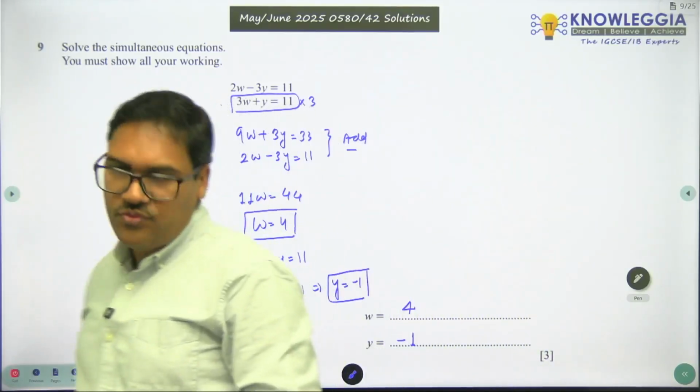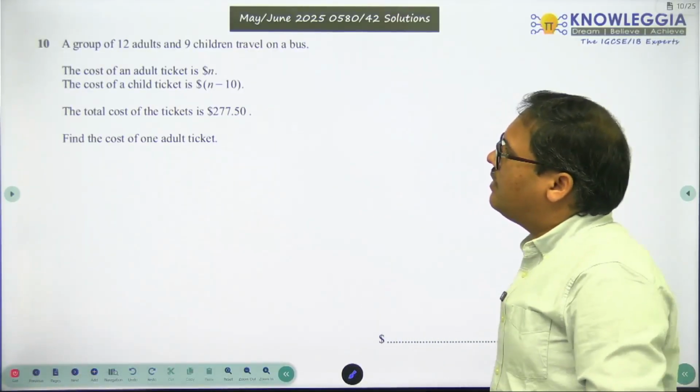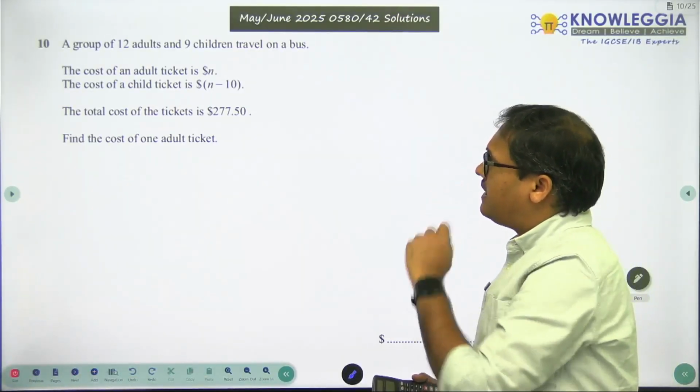Okay. So what is the answer? 4 and minus 1 is the answer for this question. Okay. Next question. A group of 12 adults and 9 children travel on a bus.